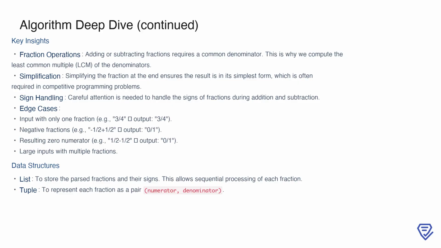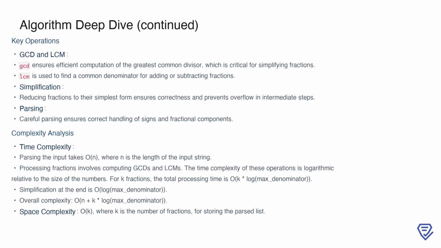To store and manipulate data, we use lists for sequential processing of fractions and tuples to represent each fraction as a pair of numerator and denominator. The core operations in this problem include computing the greatest common divisor, GCD, and least common multiple, LCM. The GCD is essential for simplifying fractions, while the LCM allows us to calculate a common denominator for addition and subtraction. Simplification ensures that the fractions remain manageable and prevents overflow in intermediate calculations.